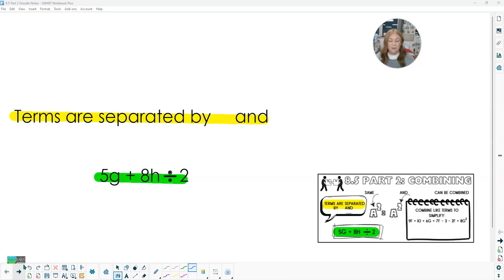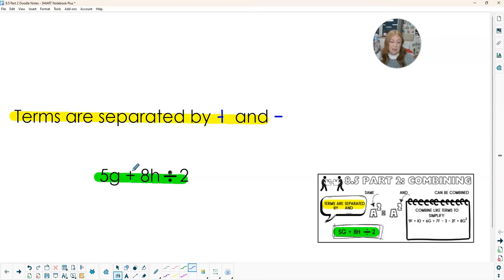For 8.5 part 2, we're going to start working on combining terms. We're going to start using that commutative property to move things around and put things that are the same together. First, we need to remember what terms are.